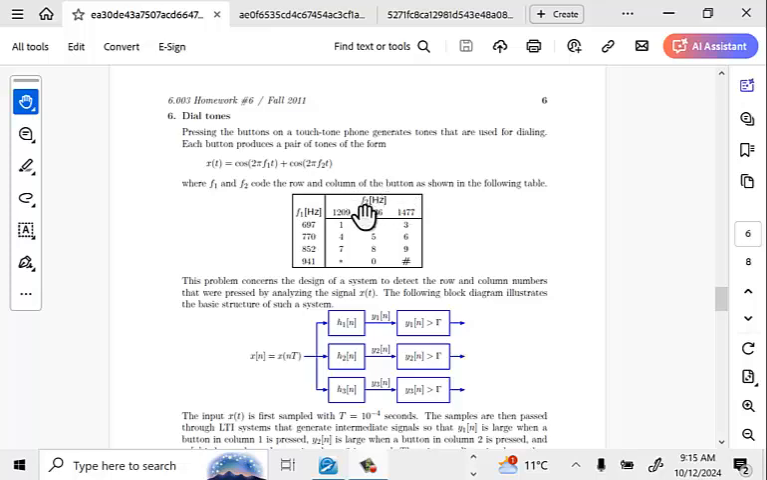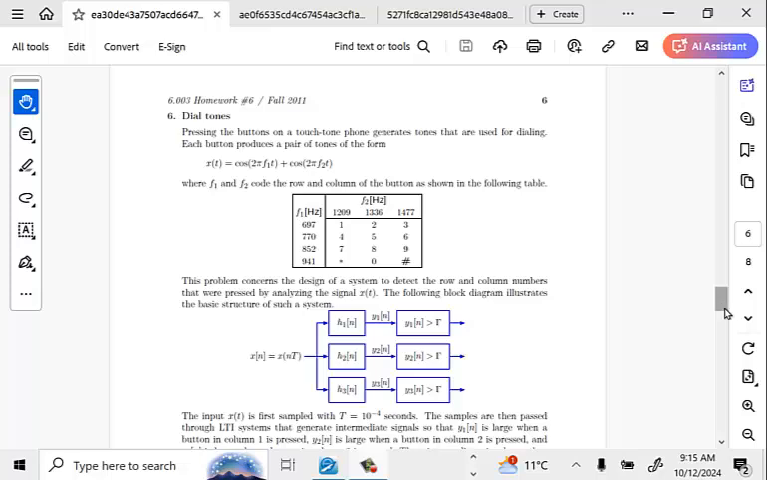All right. I mentioned frequency. This is cycles per second. You don't need to know too much about that. We'll get down into where we can talk about that in a minute. All right, so the problem concerns the design of a system to detect the row and column numbers that were pressed by analyzing the signal x of t. The following block diagram illustrates the basic structure of such a system. So in fact, you have three separate systems. You're not combining these three, so you have three different systems.